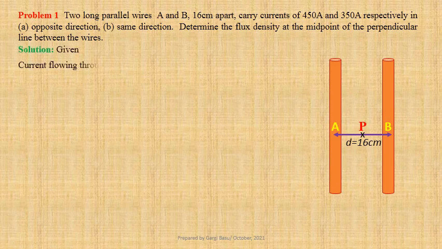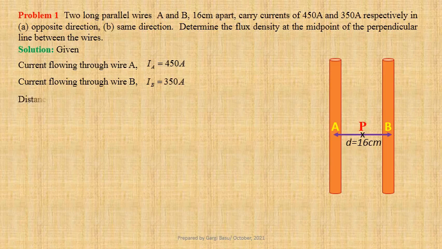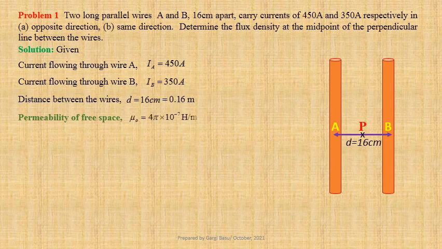Current flowing through wire A, IA equals 450 ampere. Current flowing through wire B, IB equals 350 ampere. Distance between the wires d equals 16 centimeters, that is equal to 0.16 meter. We know that permeability of free space or air mu 0 equals 4 pi into 10 to the power minus 7 Henry per meter.